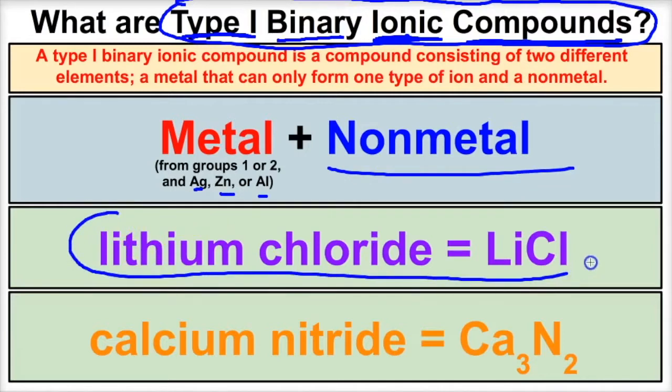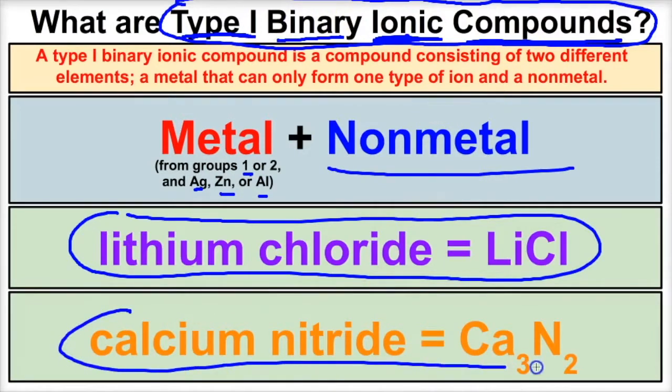If we take a look at this example here, lithium chloride is a type 1 binary ionic compound. Why? Because we have a metal and we have a nonmetal. We only have two different elements here, lithium and chlorine. One of them is a metal and one of them is a nonmetal. And specifically, this metal here comes from group 1. Okay, so anytime you have a metal coming from group 1 or 2 and is either silver, zinc, or aluminum, and it's bonded to a nonmetal, it's going to be a type 1 binary ionic compound.